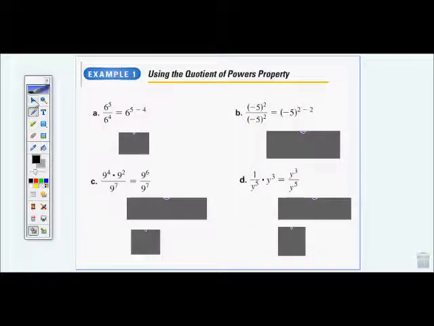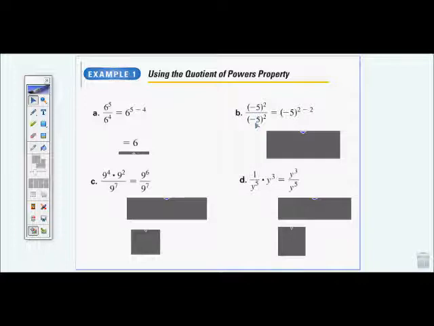So if we look at a few more of these, we have 6 to the 5th over 6 to the 4th. I will look at the larger one, so I'm going to say 6 to the 5th minus 4, which would give us 6 to the 1st, or just plain 6.